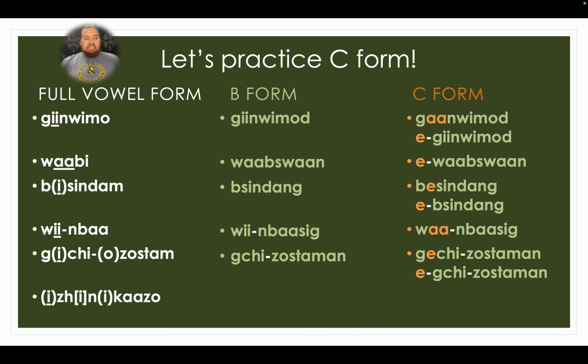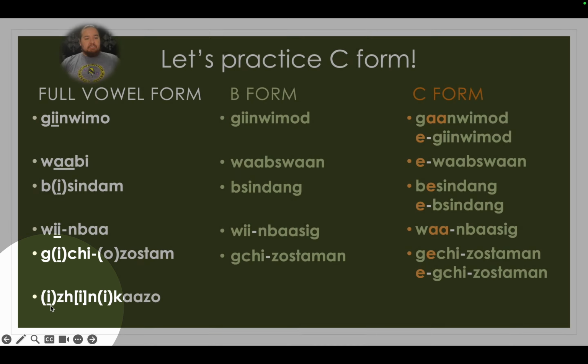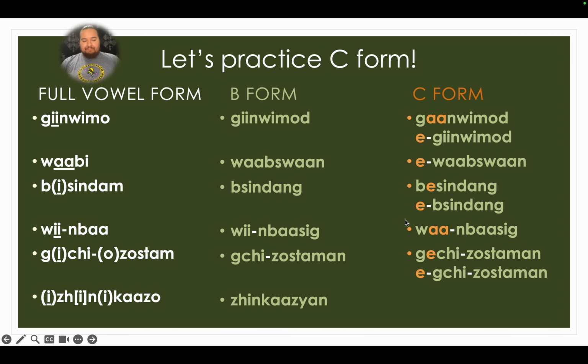And last one, jinkazo is the way we normally say this, but the full version is ijenekazo. So it's got an I sound in front. That's the sound we're going to change. So jinkazyan. So jin, and we got rid of that last I, and then the O for our syncopation rules, and added yun for you. So we're going to change that first I sound to an E sound, as indicated here. So ejnekazyan is how we put that into C form.